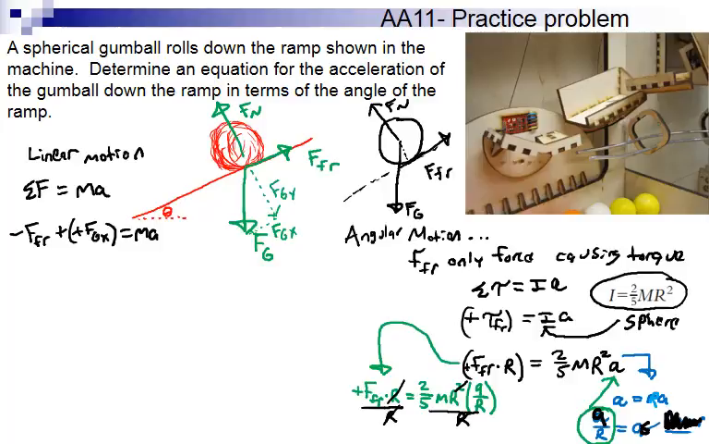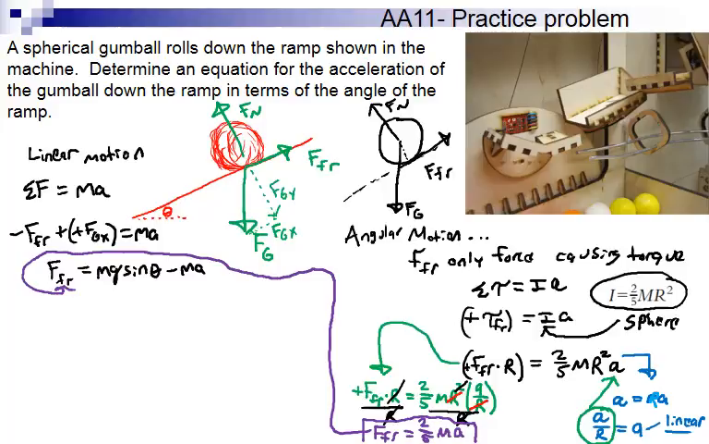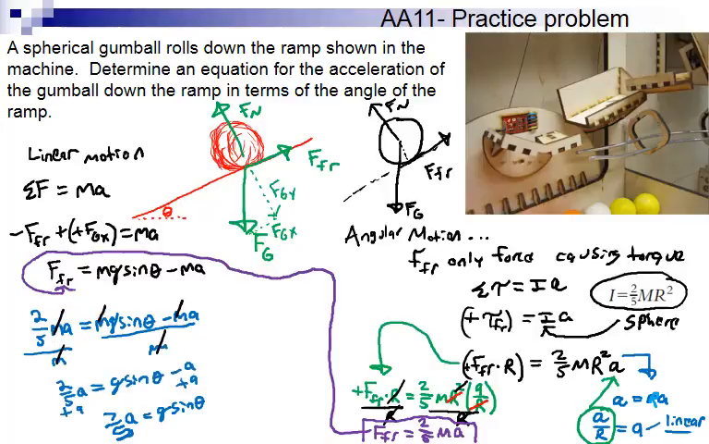We can place that in there. Our r's cancel from both sides. This r will cancel from this one, and then we'll be left with 2/5 ma, which we can place in. If we rearrange the equation, we can place in for force of friction, and we're left with 2/5 ma equals mg sine theta minus ma. Divide both sides by mass. And we can simplify here, bring the acceleration over to the other side, and we get 5/7 g sine theta as the acceleration of this system.